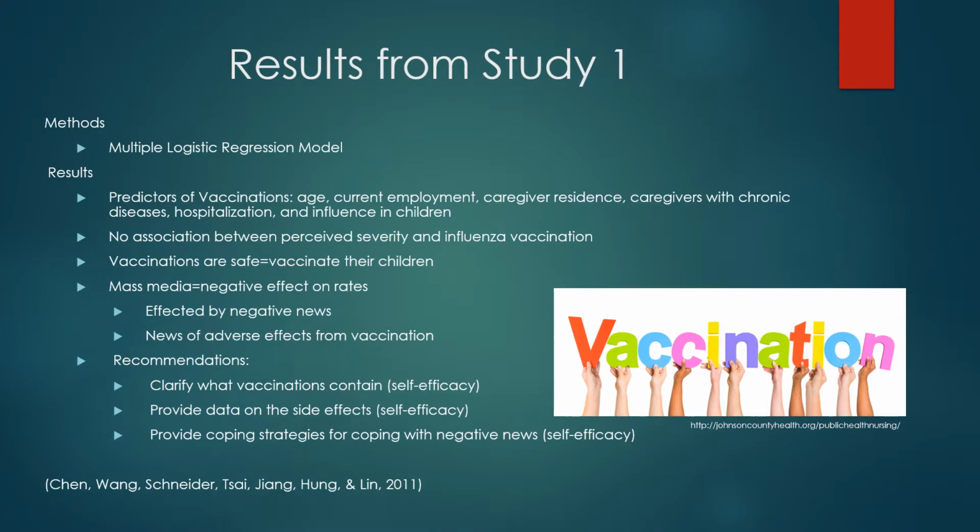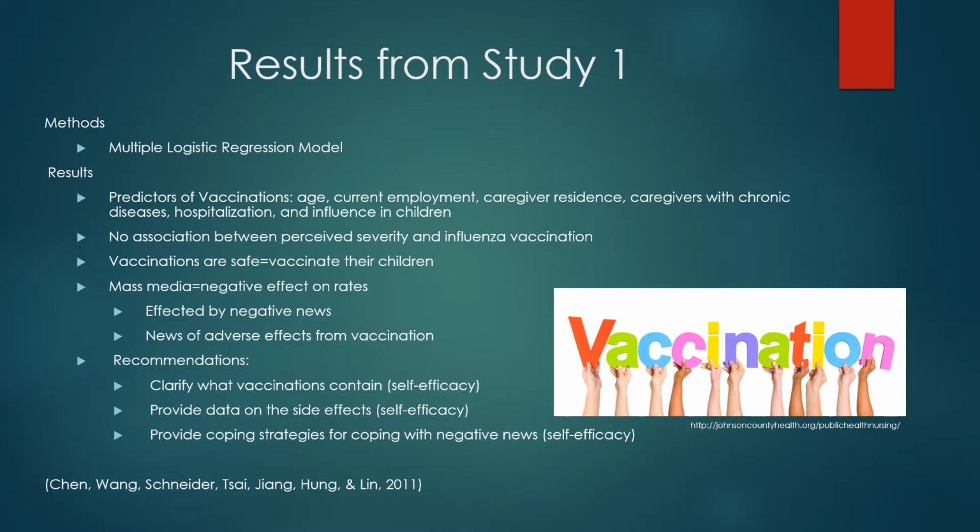Next, I'll discuss the results from the study. So the data was analyzed using a multiple logistic regression analysis. And what the study found was that there were several predictors of vaccination, and these included age, current employment, caregiver residence, caregivers with chronic diseases, hospitalization, as well as influences in children. The study found that there was no association with perceived severity and influenza vaccination, which is not common.